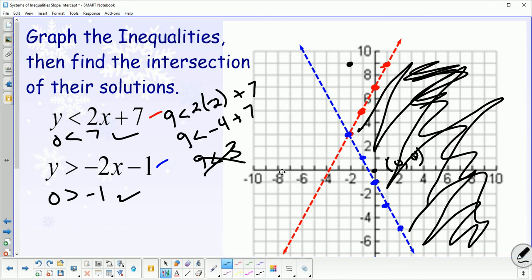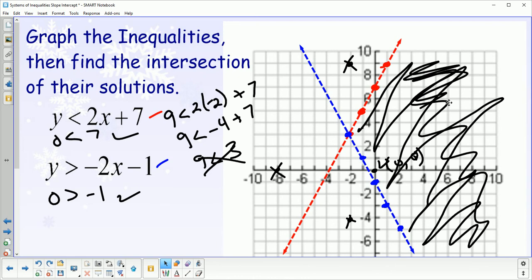I could do the same thing. I could pick some other point over here and test it for both. It wouldn't work for one. I could grab some random point over here, throw it in, and test it. It would not work for one. So since it doesn't work for any of these 3 points, and it did work for 0, 0, we want to make sure we shade the side where 0, 0 is.